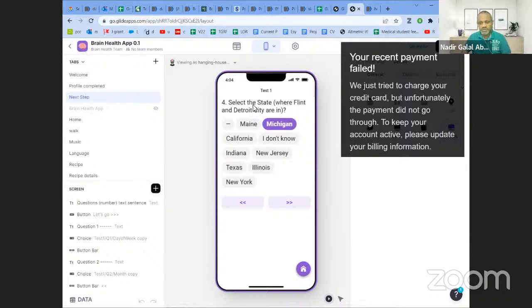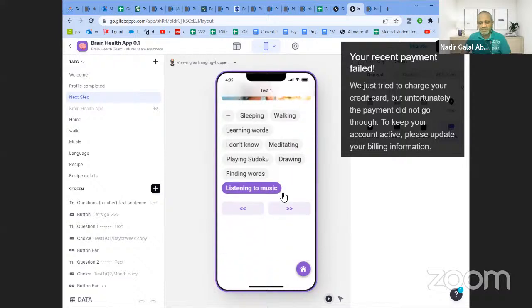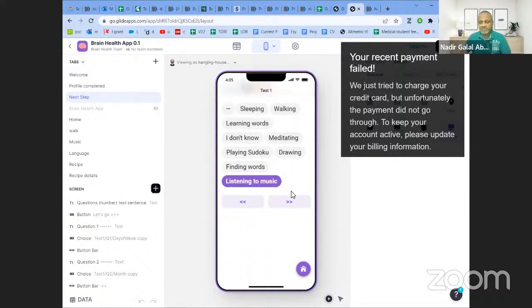Or this question about the state of their choice, so they can select what the state is. Then we'll ask them to identify what's going on in the picture, for example, what this girl is doing. Listen to the music, for example.